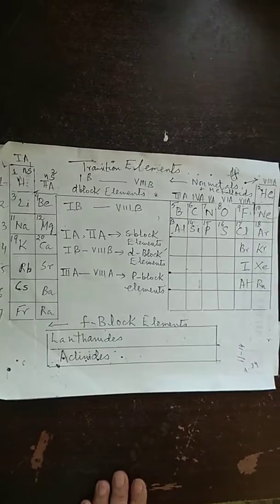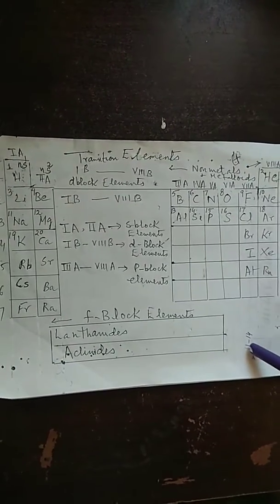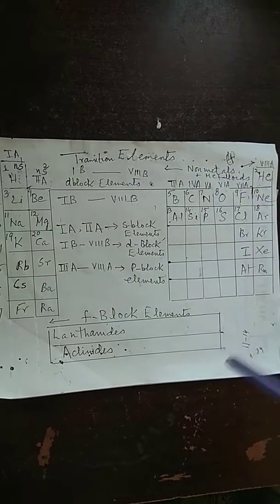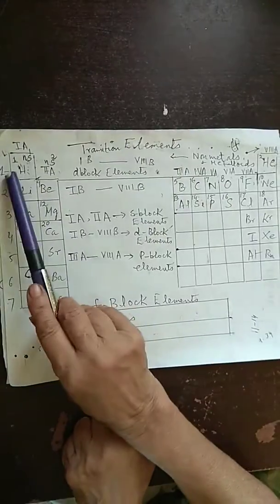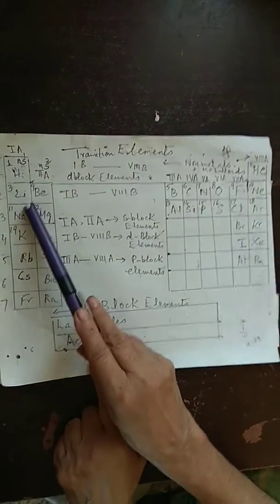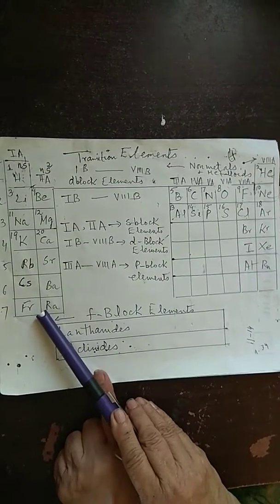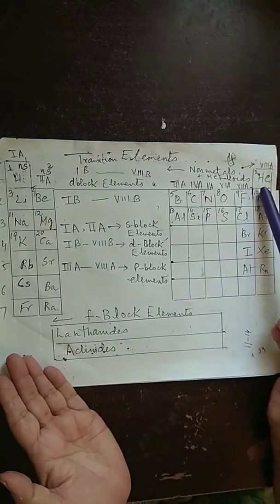Now, the modern periodic table. In the modern periodic table, elements are arranged in the form of periods and groups. Now you can see these are like this. The periods are the horizontal rows, from left to right: first, second, third, fourth, fifth, sixth, and seventh. Right? Now from left to right, the properties change.